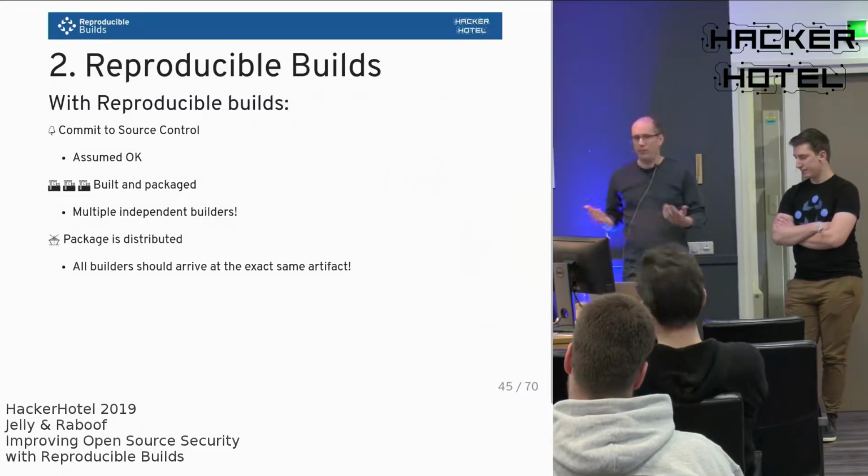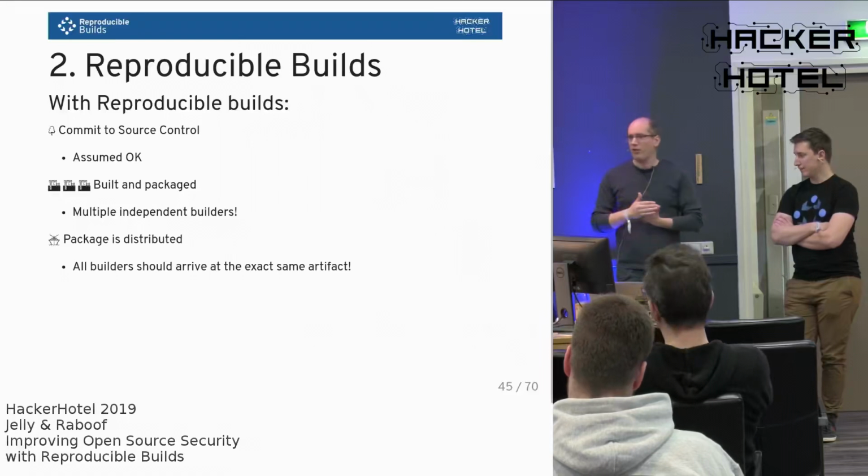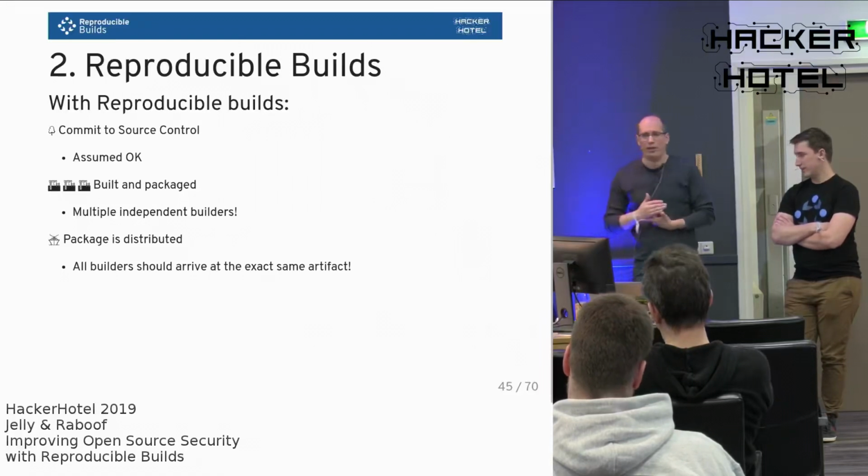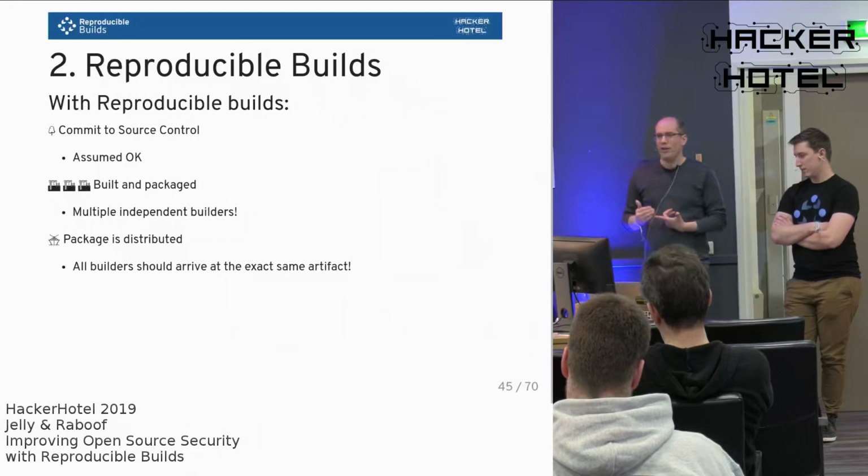So typically, this would be a CI machine and maybe some other environment like a developer machine. If those agree on the packaged result, then you have a much higher confidence that there's no foul play injected there.